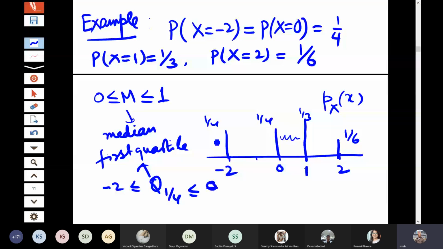So what I am trying to emphasize is that in a discrete distribution, the quantiles need not be unique. Because any point in the interval 0 to 1 satisfies that to the left of it you have probability half, and on the right also you have probability half. So that is why it is included here.